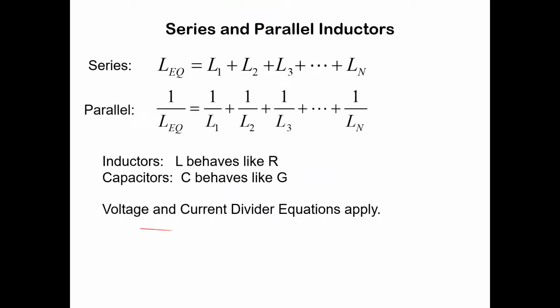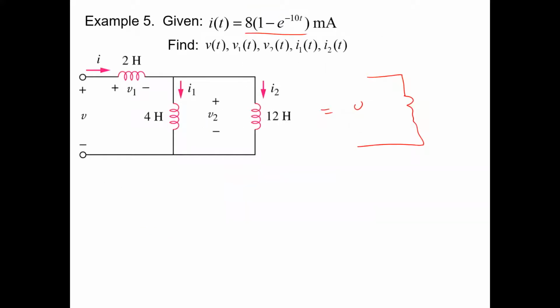Inductors behave like resistors, so they add up when they're in series. But capacitors behave like conductance, G, so they add up when they're in parallel. And then you can use these voltage and current divider formulas as well.